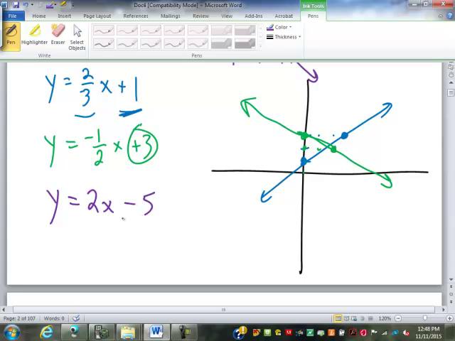Where's this one going to start? Negative 5, right there. From there, my slope is just a 2. I have to make that into a fraction by doing 2/1. Now from this starting point, where do I go? I rise 2, run 1.